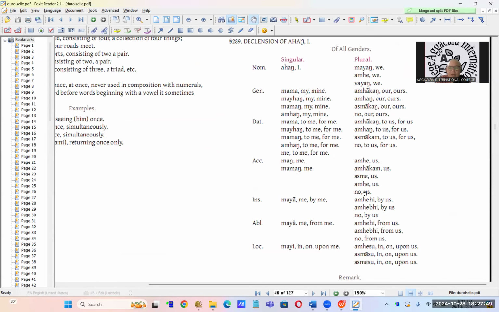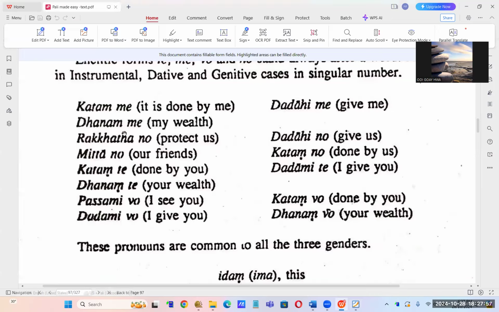Now you can see here, accusative according to Duroiselle. It can be accusative also, right? As the object: protect us. Yeah, it's an object here, protect us. Okay, so mitta no, our friend. So it's a genitive. So if you have the book, you have to write down yourself whether it's a dative or genitive and so on.